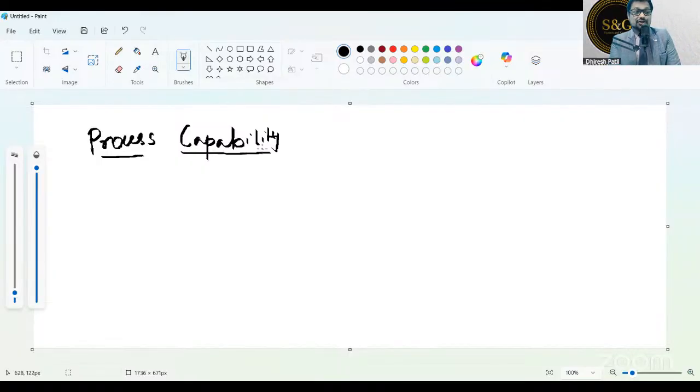Santosh ji, the correction is it's not UCL and LCL, it is USL and LSL. Correct? So ability of the process to perform within USL and LSL, upper specification and lower specification limit.